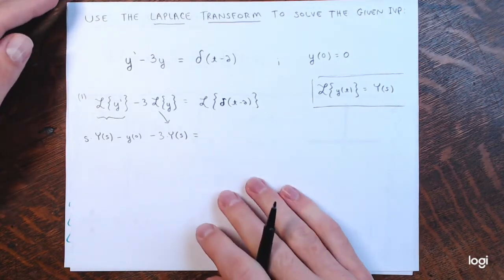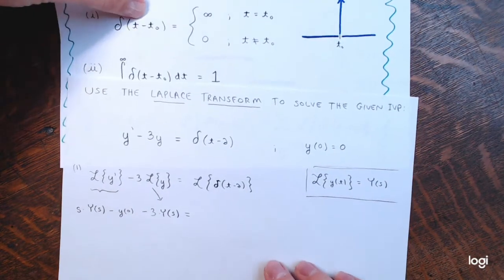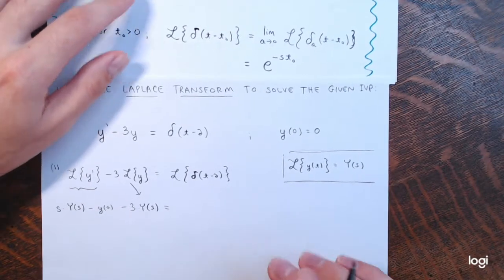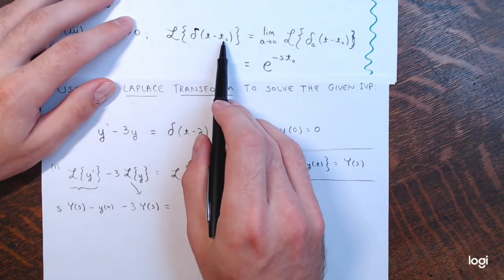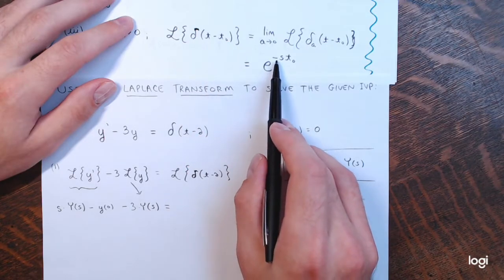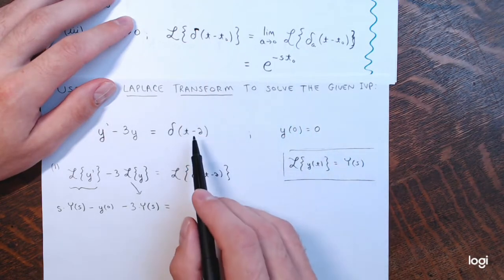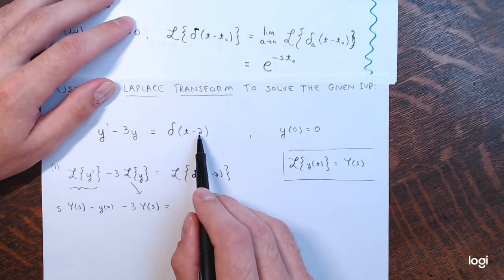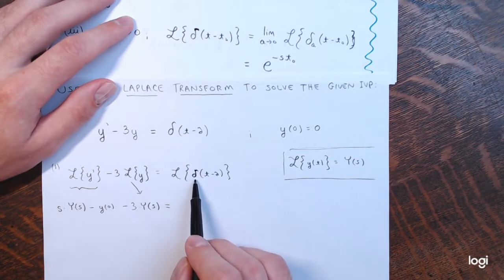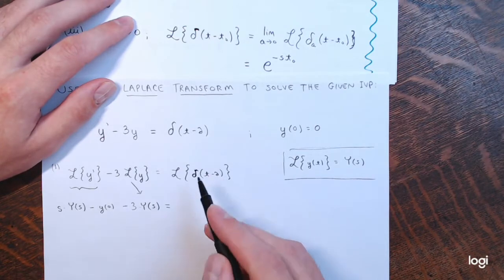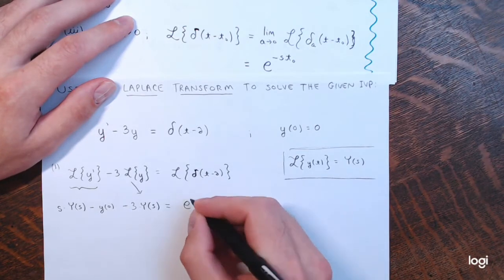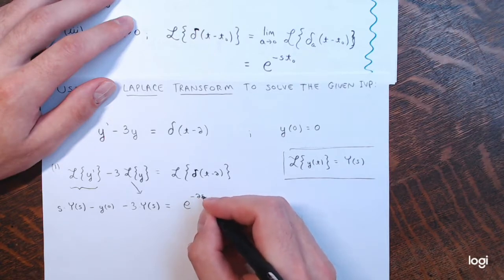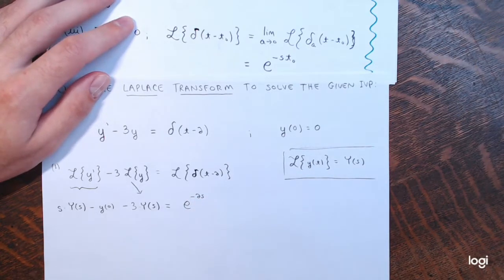equals, and then here, from the previous page, the Laplace transform of the Dirac delta function at t minus t sub 0 is e to the negative s times that t sub 0. So here, t sub 0 is 2, the time where the impulse occurs. So the Laplace transform of this Dirac delta function at t minus 2 is e to the negative 2s. Negative s times 2, negative 2s.